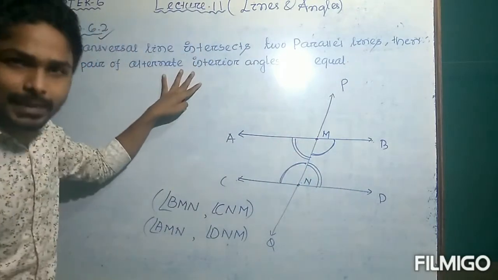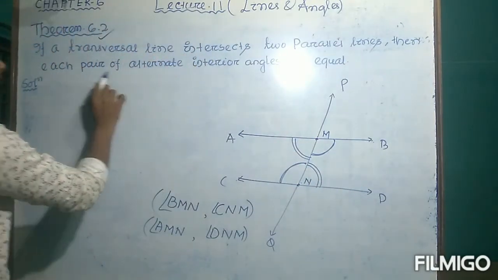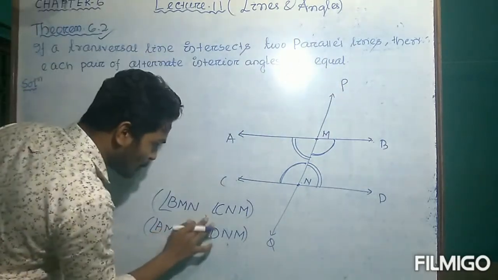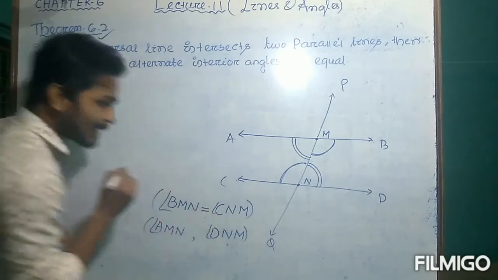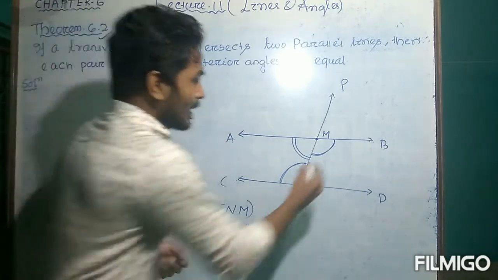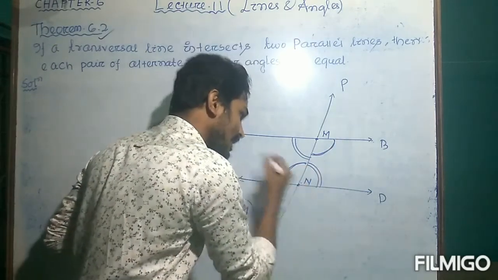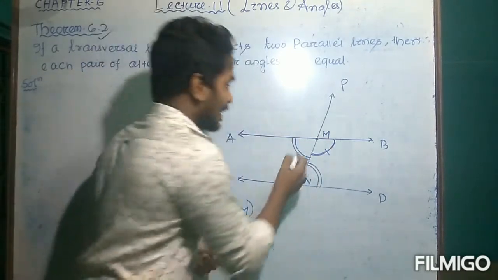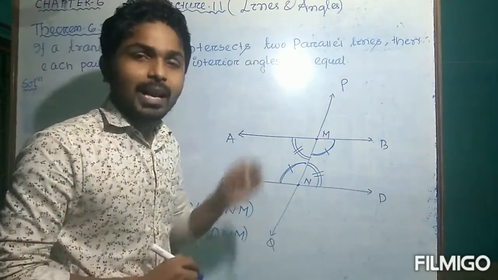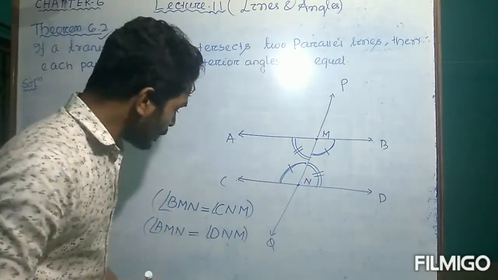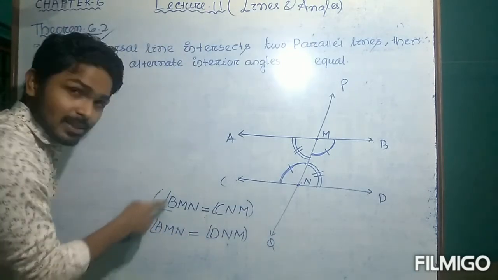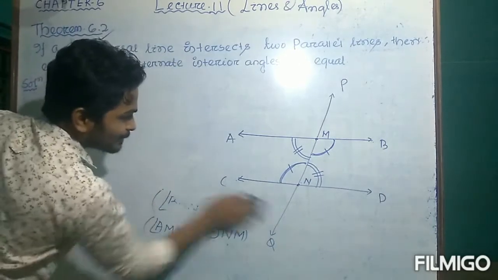Now according to theorem 6.2, you have to prove that the pair of alternate interior angles is equal. It means you have to prove this angle is equal to this angle, and this angle is equal to this angle, by using axiom number 6.3. Understood? So let's proceed to see how to prove it. We have to prove these two statements, right?